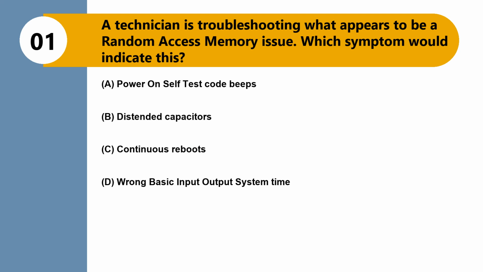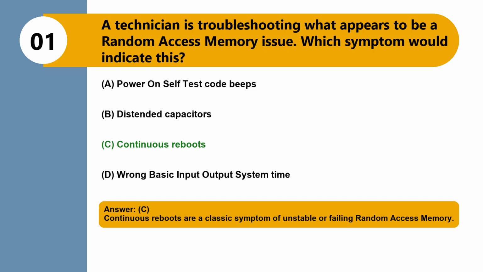Question 1. A technician is troubleshooting what appears to be a random access memory issue. Which symptom would indicate this? Option A. Power on self-test code beeps. Option B. Distended capacitors. Option C. Continuous reboots. Option D. Wrong basic input-output system time. The correct answer is option C. Continuous reboots. Continuous reboots are a classic symptom of unstable or failing random access memory.